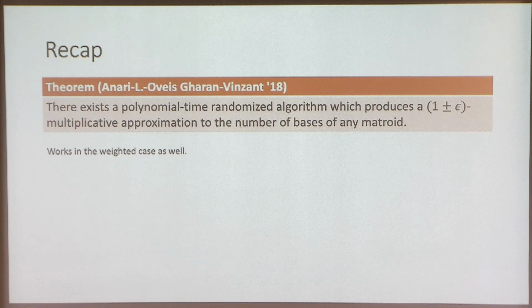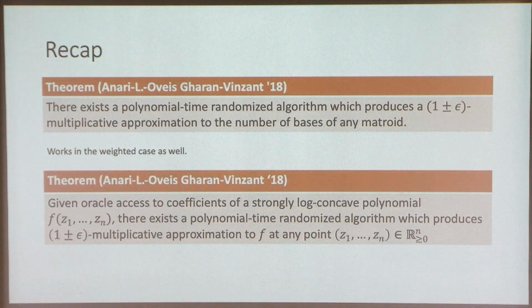This actually also works in the weighted case. So you can also weight your bases. And then what you would do to weight all of the independent sets lower is just to add up the weights of all the bases that contain you. Okay. So I guess the more general theorem is that if you're given oracle access to the coefficients of, let's say, a strongly log-concave polynomial, so you're allowed to ask for the coefficient of a given monomial, then you can evaluate this polynomial at any point in the positive orthant and give a 1 plus or minus epsilon approximation to it.